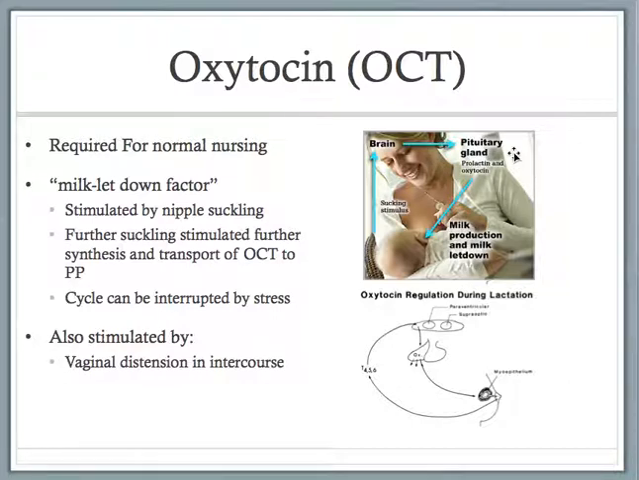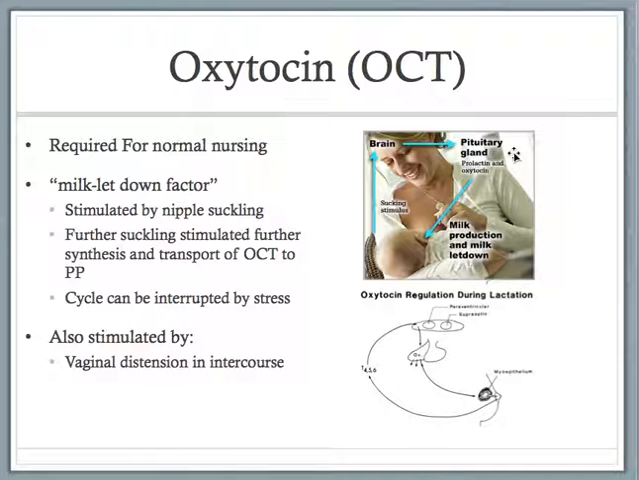It'll travel into the milk duct and then into the mouth of the child or baby, or whatever pump there is. And then when the suckling stops, that's what stops this positive feedback loop. So it says here that the cycle can be interrupted by stress. What happens there is there's too much cortisol production, and you can interrupt this pathway.